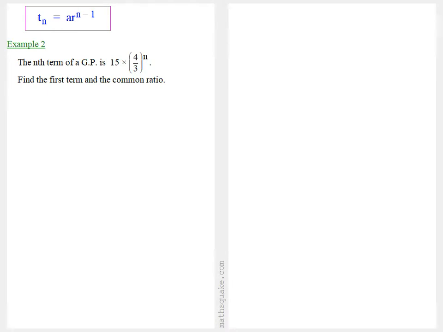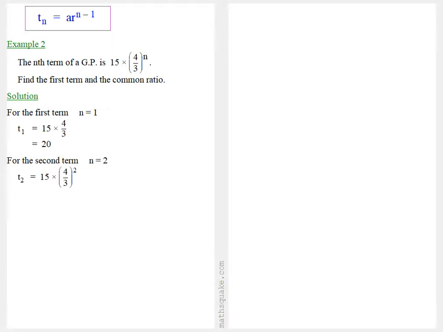Let's look at a second example. The nth term of a GP is 15 times 4 over 3 to the power n. Find the first term and the common ratio. Well, to solve this, for the first term, n is equal to 1. So T1 is equal to 15 times 4 over 3, which is 20. Now for the second term, n equals 2.